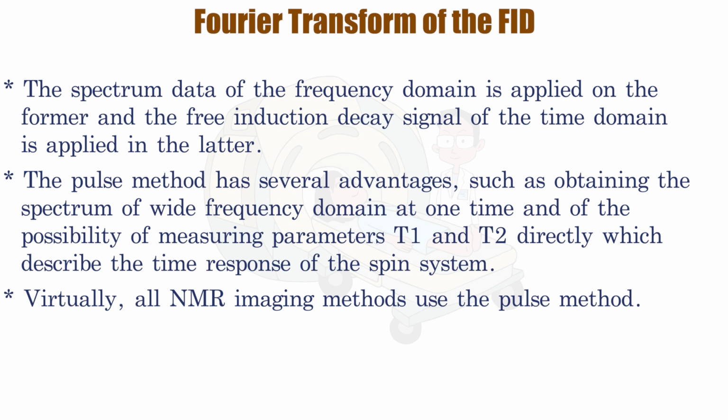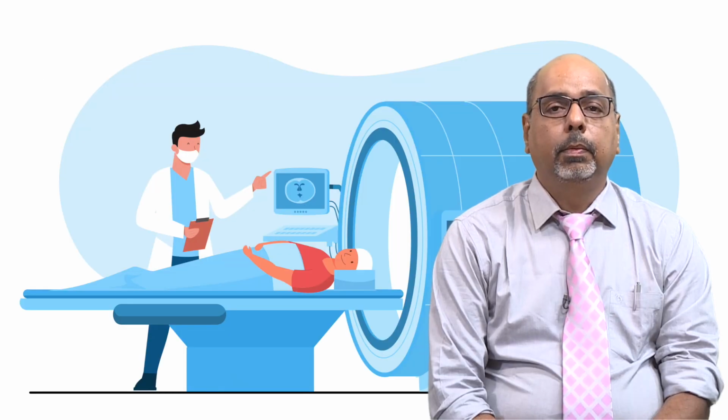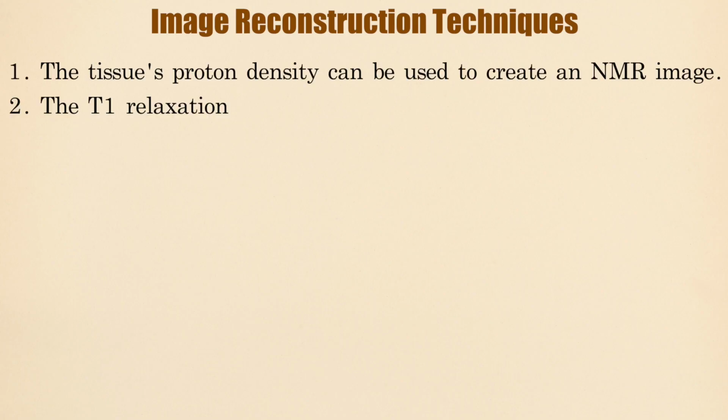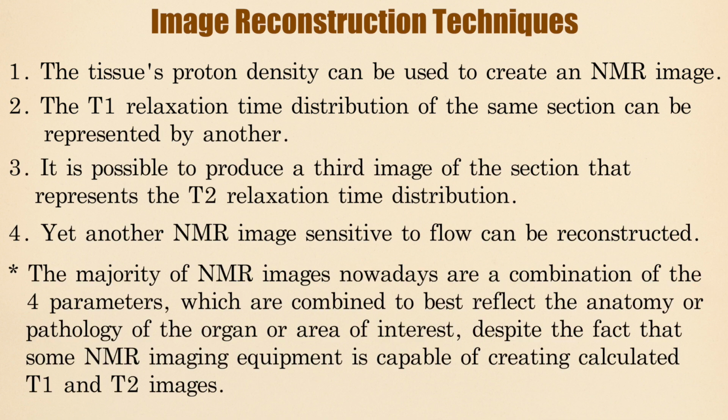Virtually all NMR imaging methods use the pulse method. Now we are going to see image reconstruction techniques which are generally used to create an image of the body or tissues of interest. We can see that first, the tissue's proton density can be used to create an NMR image.